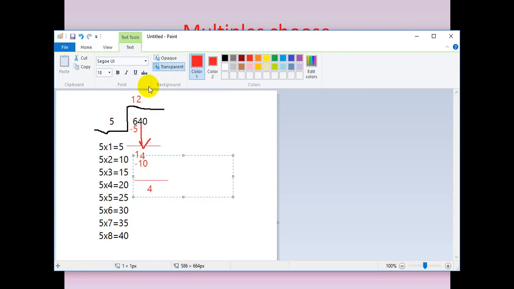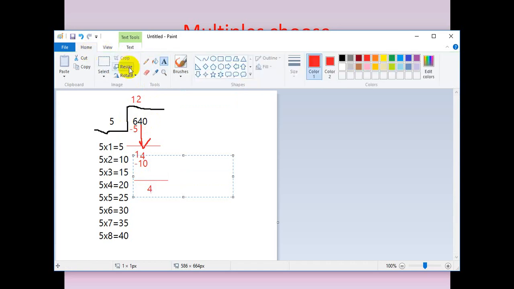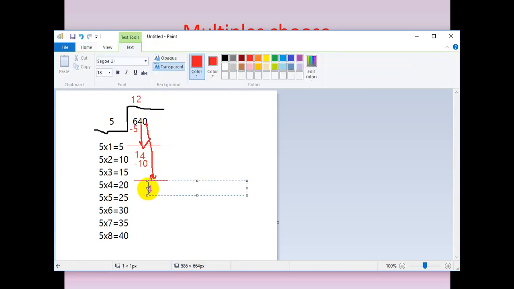And bring down what? Bring down 0. It will be 40. 5 times what equal 40? 5 times 8, write up 8. And here, minus 40. It will be 0. The quotient is 128 and no remainder.